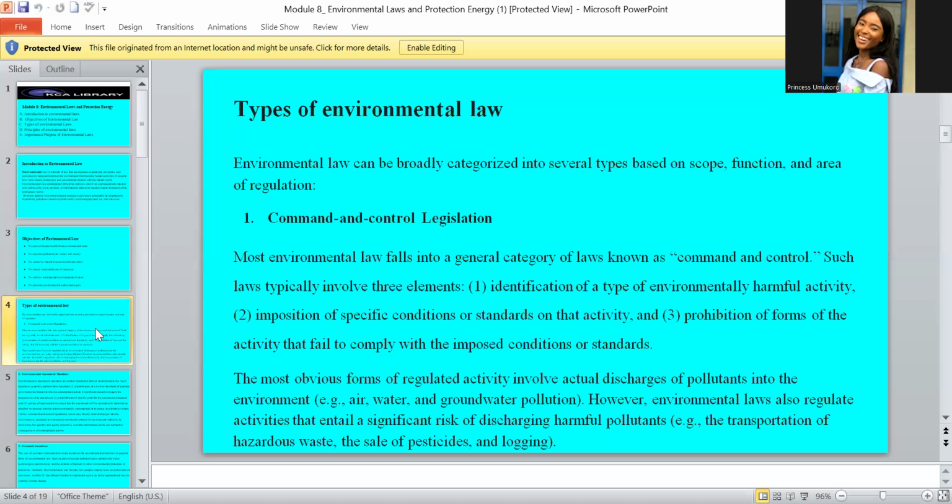Such laws typically involve three elements. Number one, identification of the type of environmentally harmful activity. Two, imposition of specific conditions and standards on that activity. And finally, prohibition of forms of the activity that fail to comply with imposed conditions and standards. The most obvious forms of regulated activity involve actual discharges of pollutants into the air, water, and environment.